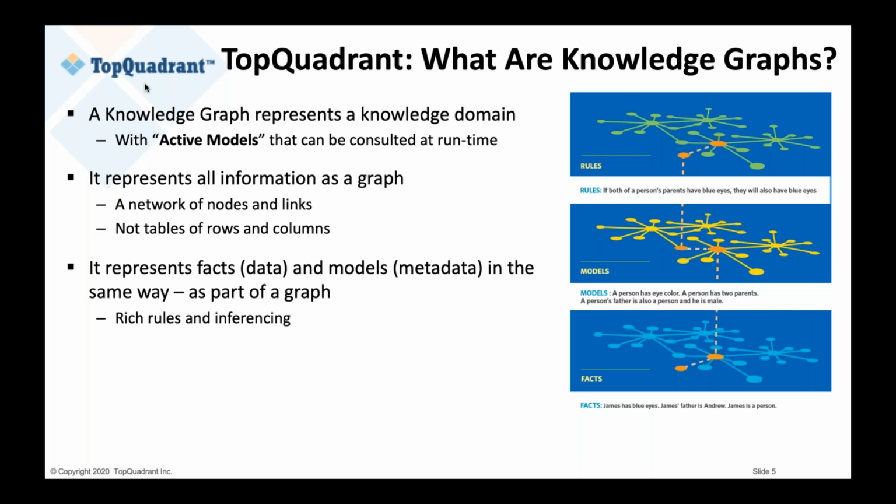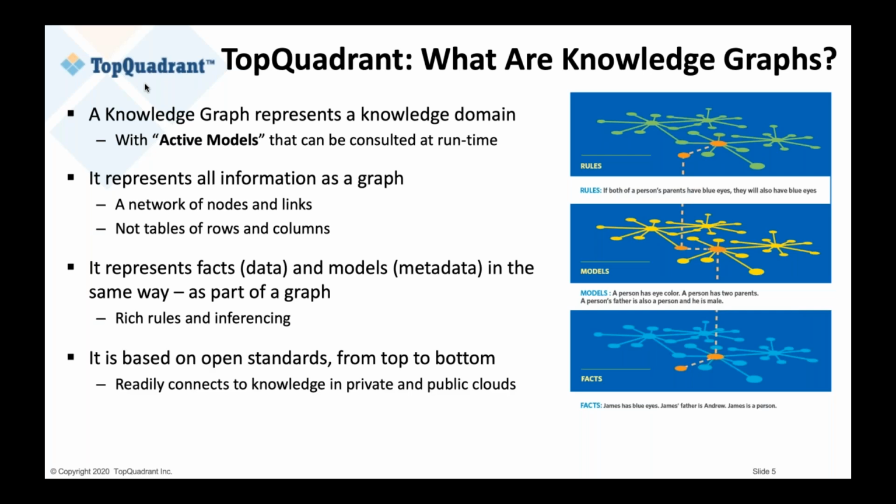Both data and models, or the metadata schema, are represented in the same way as part of the graph, and by doing that, it carries semantics together with data and supports various capabilities, including the ability to infer new facts, for example. And finally, a very important aspect is that it's based on open standards from top to bottom: data models, queries, etc. Because you're never going to have all the information you may want to have in one place.